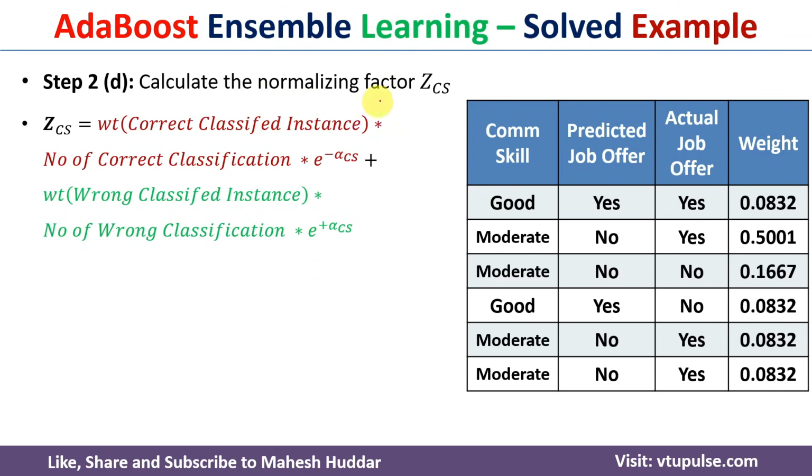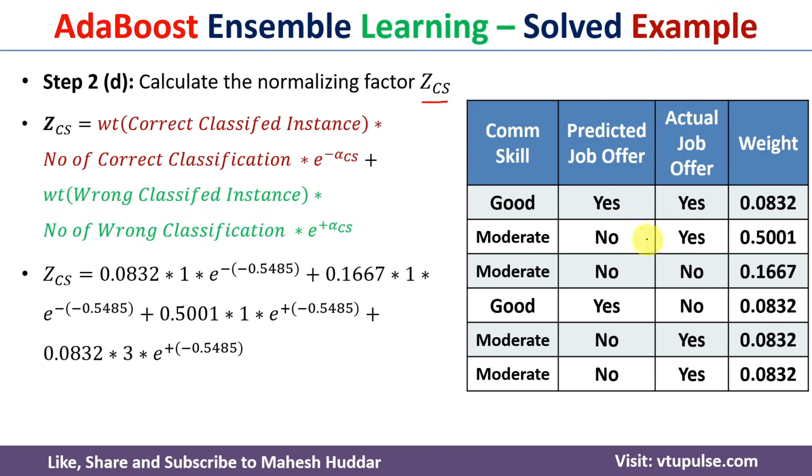Now the next step is to calculate the normalizing factor, that is ZCS. ZCS is equal to, if you notice here, these are the correct classifications. But if you notice here, both of them are having different weights here. So that's the reason the first weight is 0.0832, 1 multiplied by e raised to minus, this is minus here, alpha CS is minus 0.5485 here. Again, for the correct classification, this one that is 0.1667. There is only one correct classification with respect to this weight, e raised to minus 0.5485 here.